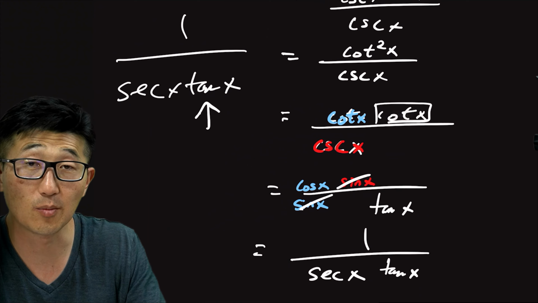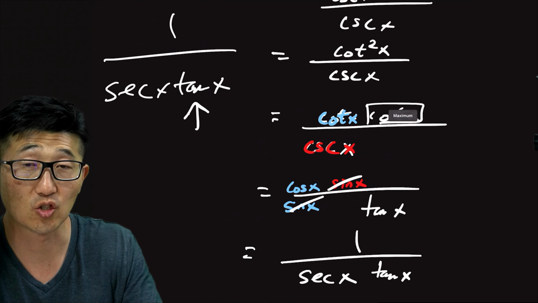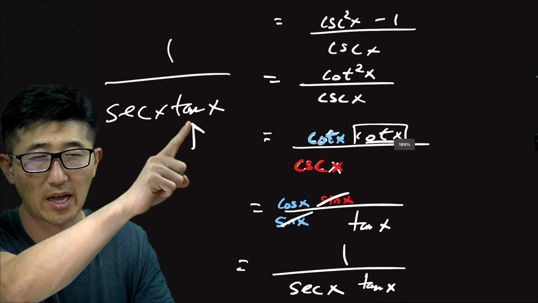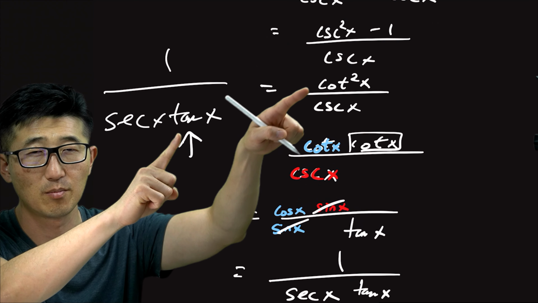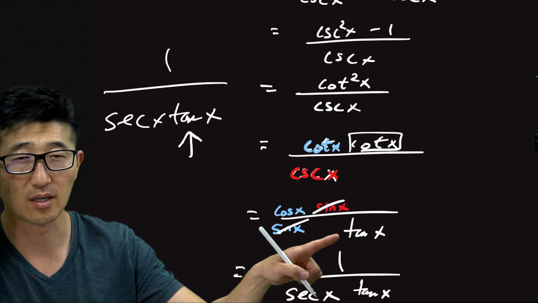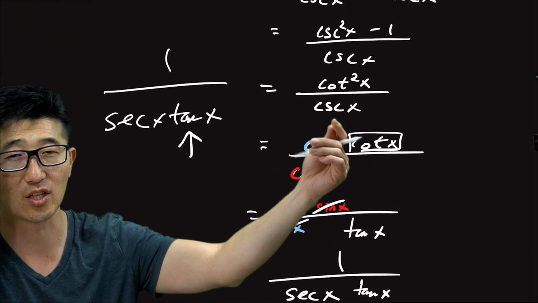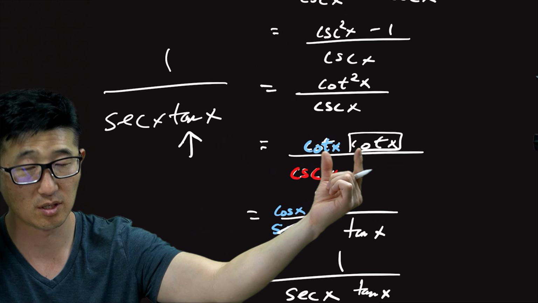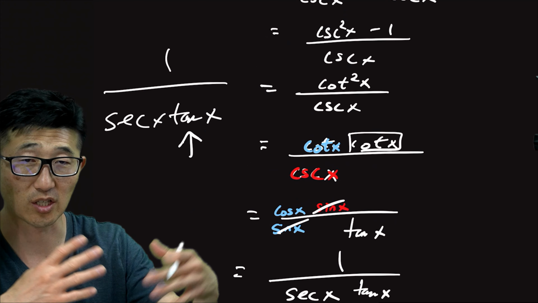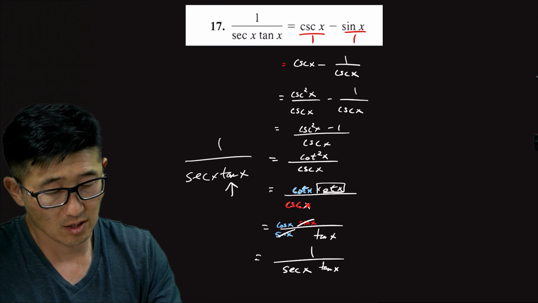So again, keep your eye on the goal and try to get whatever it is. Like I was targeting tangent first, right? Because I know I can take cotangent and bring it to the bottom. But then I realized since it's squared, I have to split the cotangent into two separate cotangents because I just need one. And the rest just kind of cancels each other out.